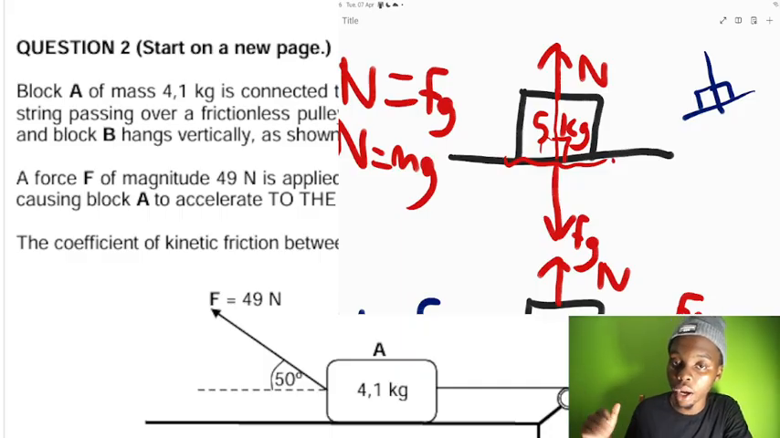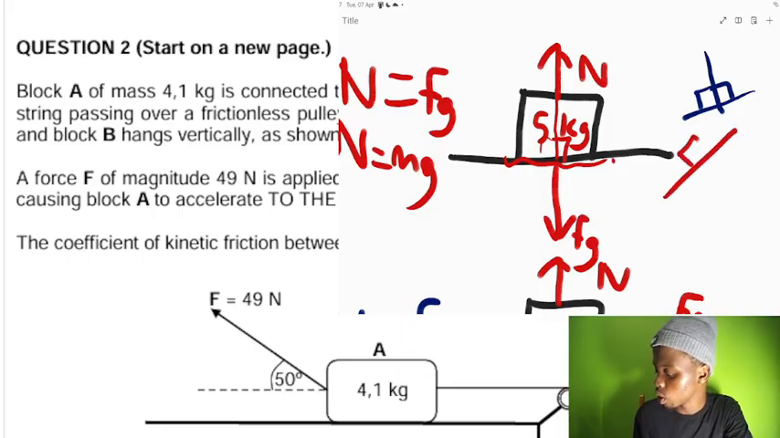So normal force is going up and your gravity is going down. Now, when it comes to gravity, it's easy because gravity is always acting down. Whether you are on a flat surface, on an incline, even in the air, gravity is always going down. Even if you have an incline like this and you have a block, your gravity will always be downwards. Gravity is consistent. It doesn't change.